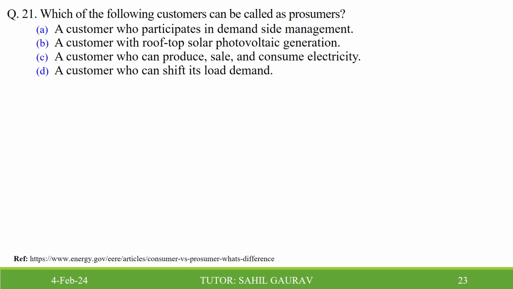Now, next problem. Which of the following customers can be called a prosumer? This is one of the commonly used terms nowadays. The options are: A, a customer who participates in demand side management. B, a customer with rooftop solar photovoltaic generation. C, a customer who can produce, sell, and consume electricity. D, a customer who can shift its load demand.